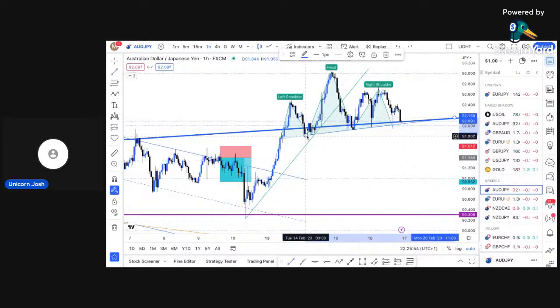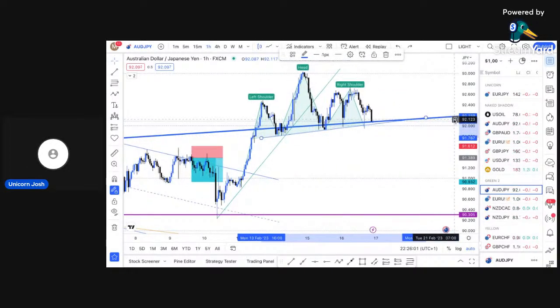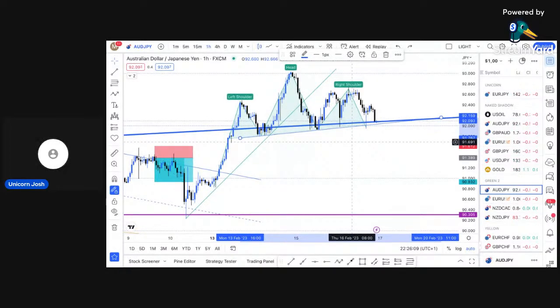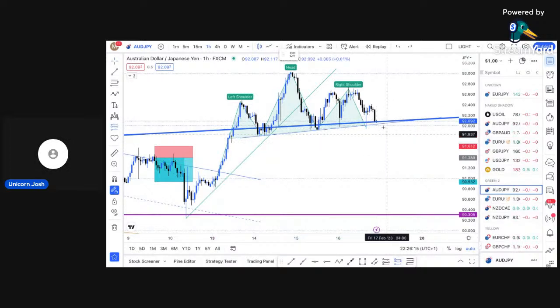So right now the price is right on the neckline. It has not broken it. So when it breaks it, that will be the confirmation for your entry. So what I can do, if I want to use FOMO, I just set my sell stop below. You can see what happened there.